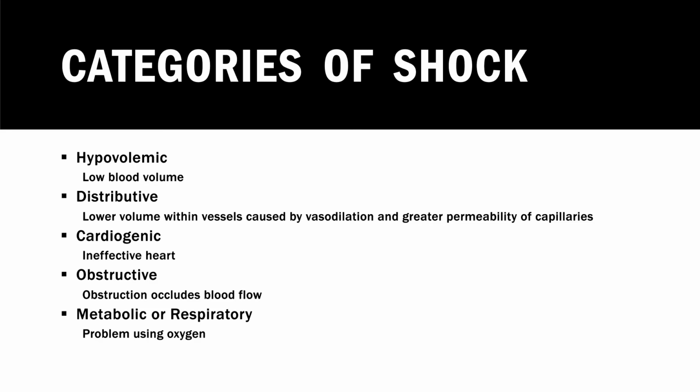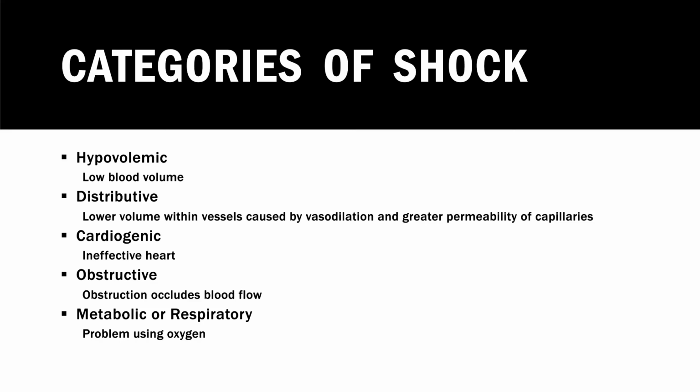And metabolic or respiratory, which involves oxygen's ability to diffuse, be transported via hemoglobin in the blood, or be utilized for metabolism at the cellular level, and these are not functioning properly. So it's a problem using oxygen in our body.